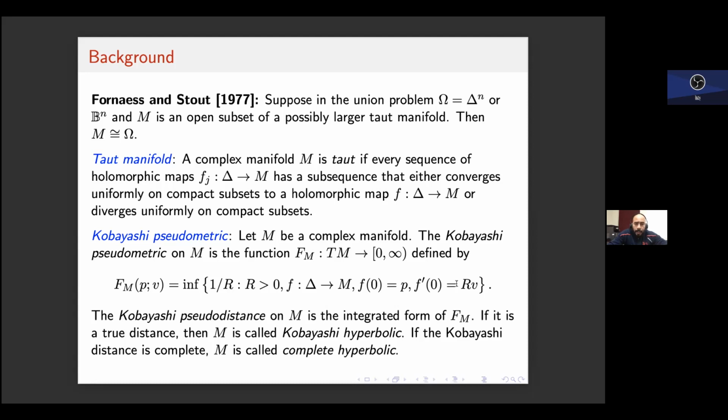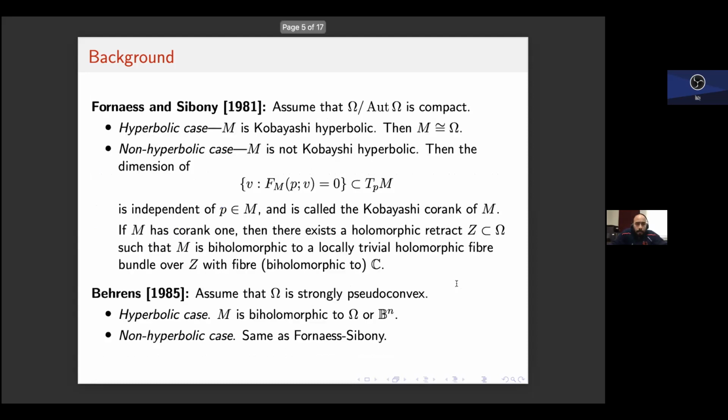And if the Kobayashi distance is complete, then M is called a complete hyperbolic manifold. All right, so let me talk about some more known results. Fornaess and Sibony solved the union problem using the Kobayashi metric. So let me describe the result.